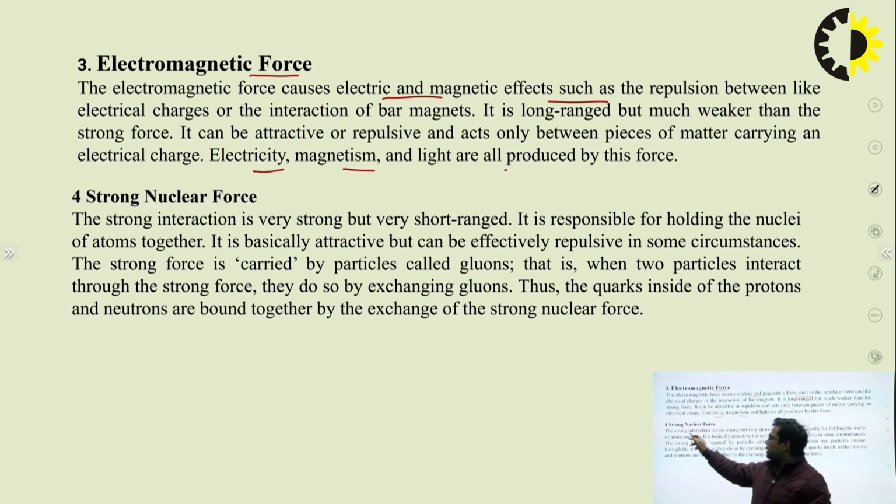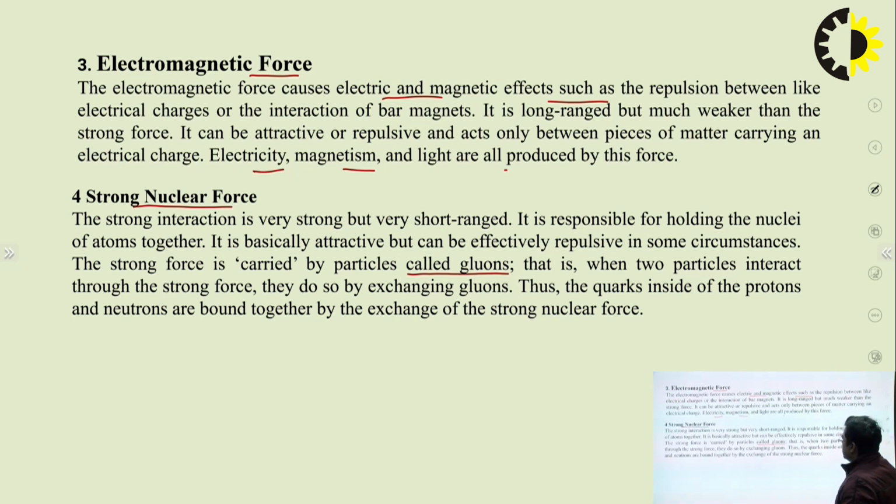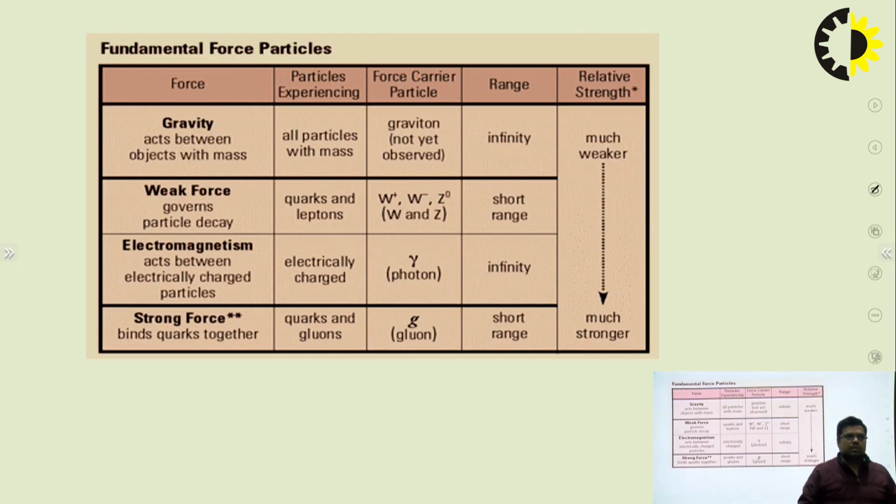Another force is termed the strong nuclear force, or nuclear force. This has a very short range but is very strong. Neutrons and protons are bound together by gluons. When two particles interact through gluons, it is termed the strong force, and it has a very short range.